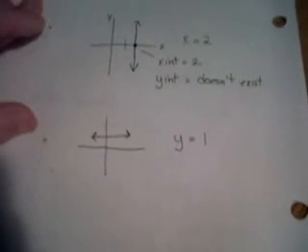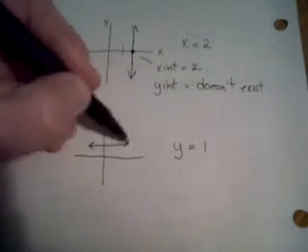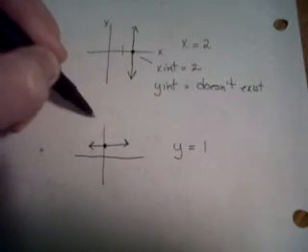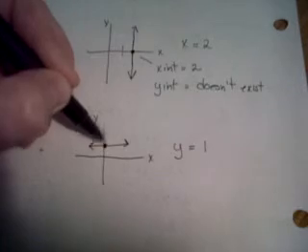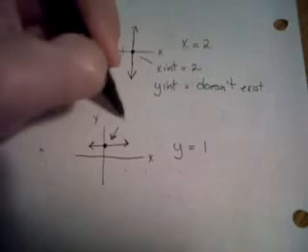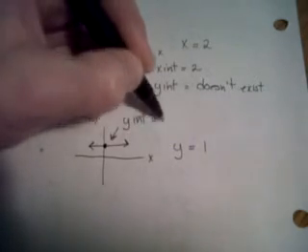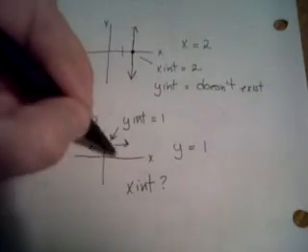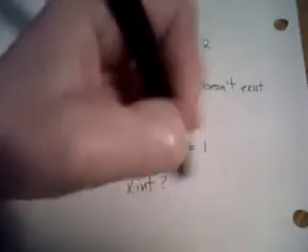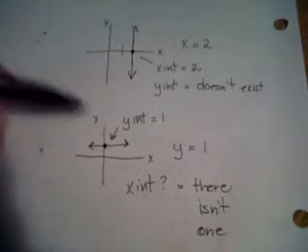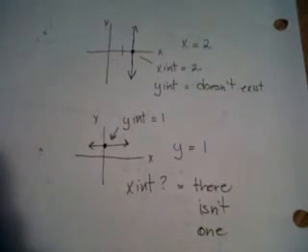The same thing holds true for horizontal lines. If I have a horizontal line, I look and I say, here, it crosses my y-axis at 1, with the equation y equals 1. So my y-intercept equals 1. But what is my x-intercept? Notice, I never cross the x-axis. So it doesn't exist, or you can say there isn't one. I don't have an x-intercept. It doesn't cross the x-axis.